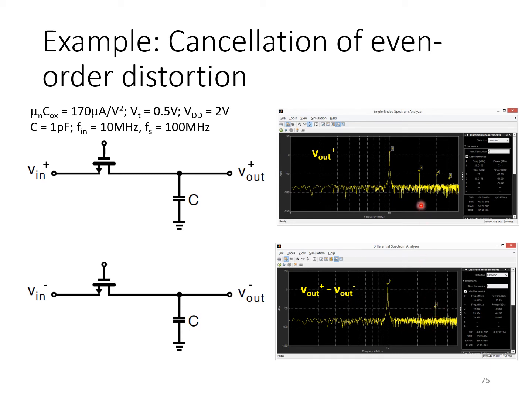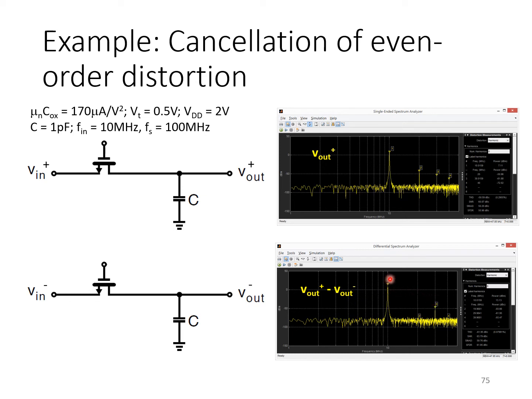The reason for this is that V out minus is a precise copy of this spectrum, but what's not shown here on the spectral plot is the phase of the output. We're showing only the magnitude of the spectrum at the output here. It turns out that the even order terms, at V out plus and V out minus, have phase relationships that allow them to perfectly cancel when we take the difference between V out plus and V out minus, whereas the odd order harmonic terms add up constructively, just like the input fundamental does.